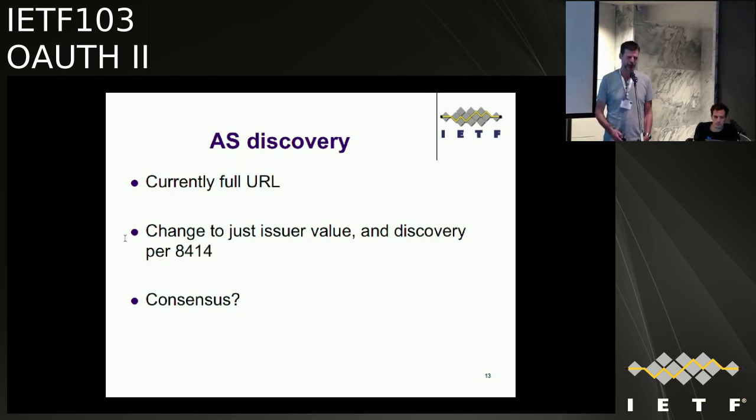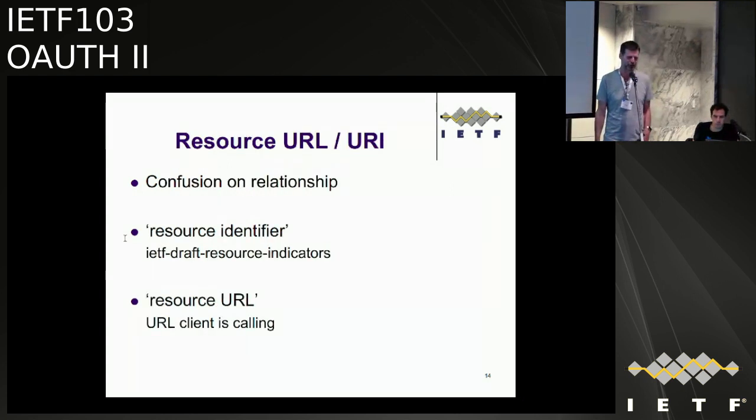And there was some discussion as people were somewhat confused between the whole URL that you're fetching, making a call, versus a URI. I changed the name to be more resource identifier, and that's what's in the IETF draft resource indicators. And the resource URL is the URL the client's calling. So I'll add more descriptions in the doc to clarify between the two of those.